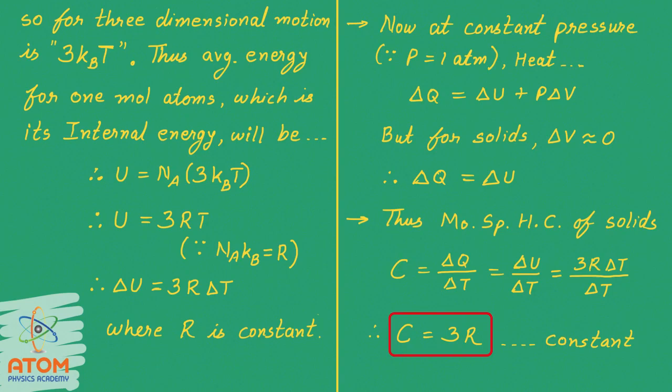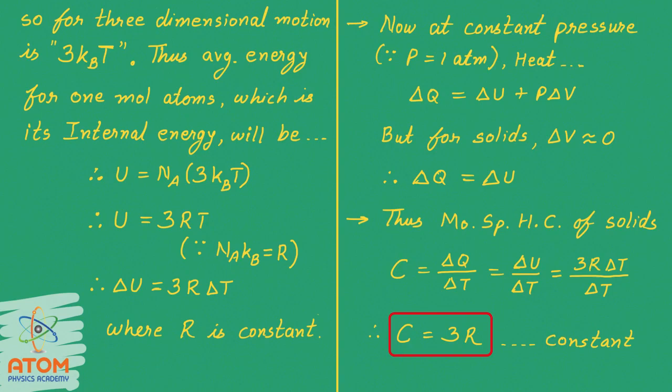Now, at atmospheric pressure, the pressure remains constant at 1 atmosphere. And we know that at constant pressure, the heat required is delta Q is equal to delta U plus P delta V. This is nothing but the first law of thermodynamics at constant pressure. Now, when we are talking about solids, in solids, by changing the temperature and so on, the volume will not change much. That means delta V will be almost equal to 0. Now, if delta V is 0, then this term becomes 0 and so delta Q will become delta U.